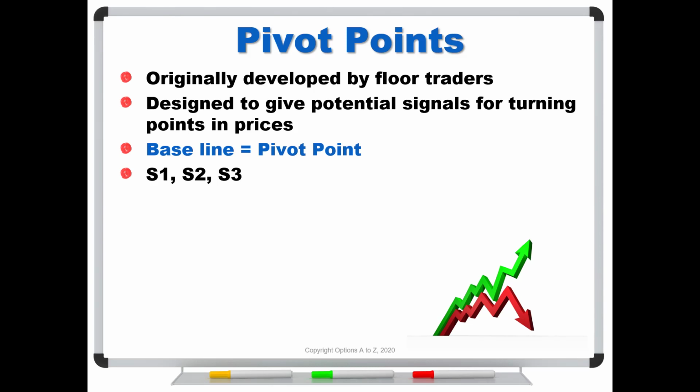Similar idea to the upside, we're going to get three resistance points labeled R1, R2, and R3. These will sit above your pivot point. So if the stock is rising and we bump into R1, we're going to expect it to kind of level off there for a little bit. If it goes through it, we look to R2. If it goes through that, we look to R3.